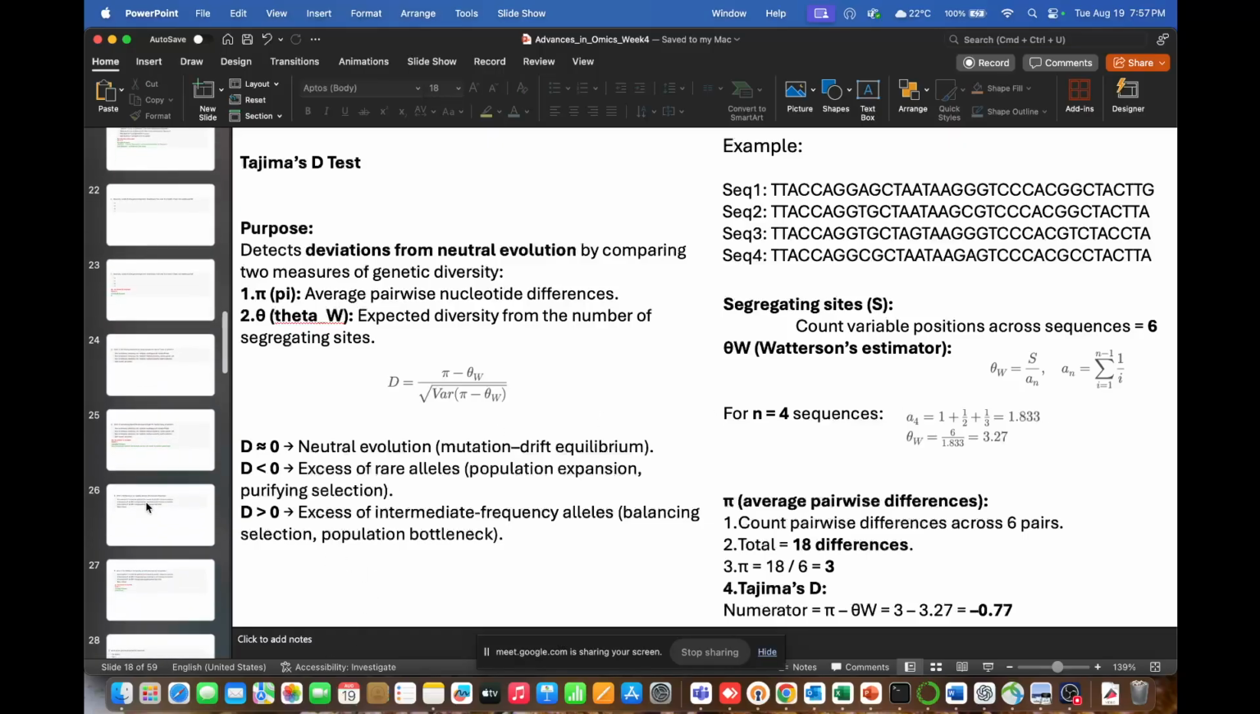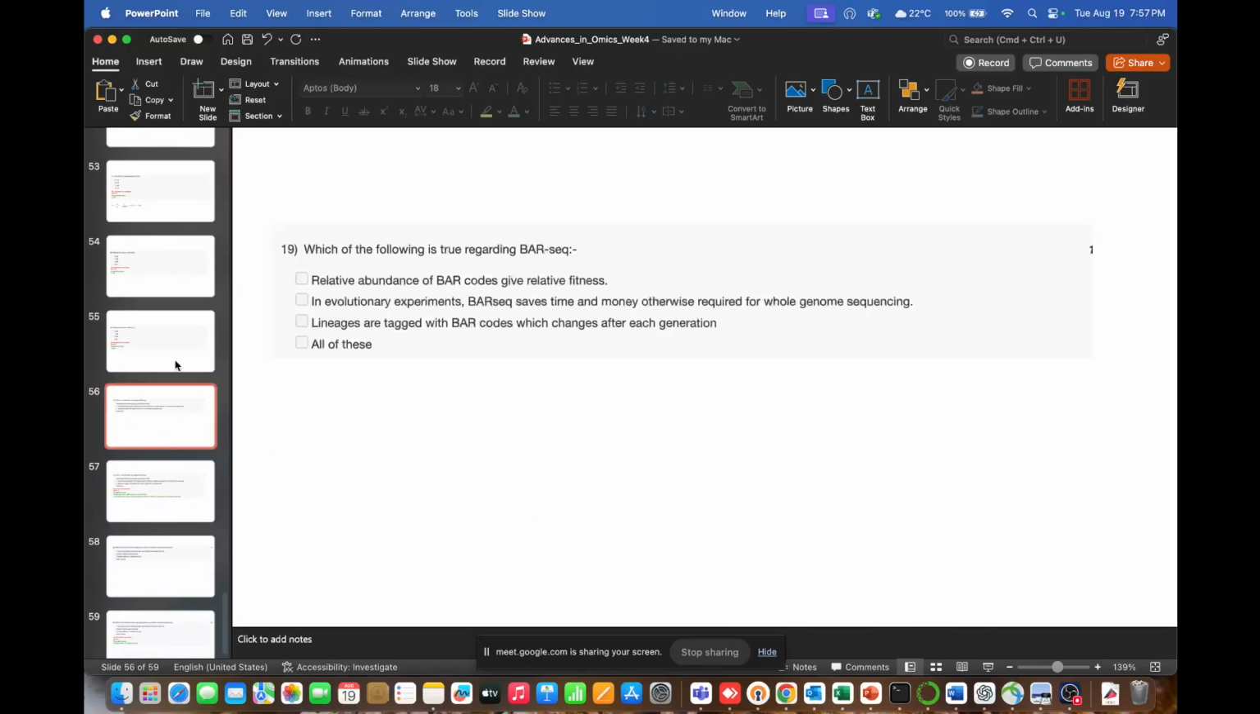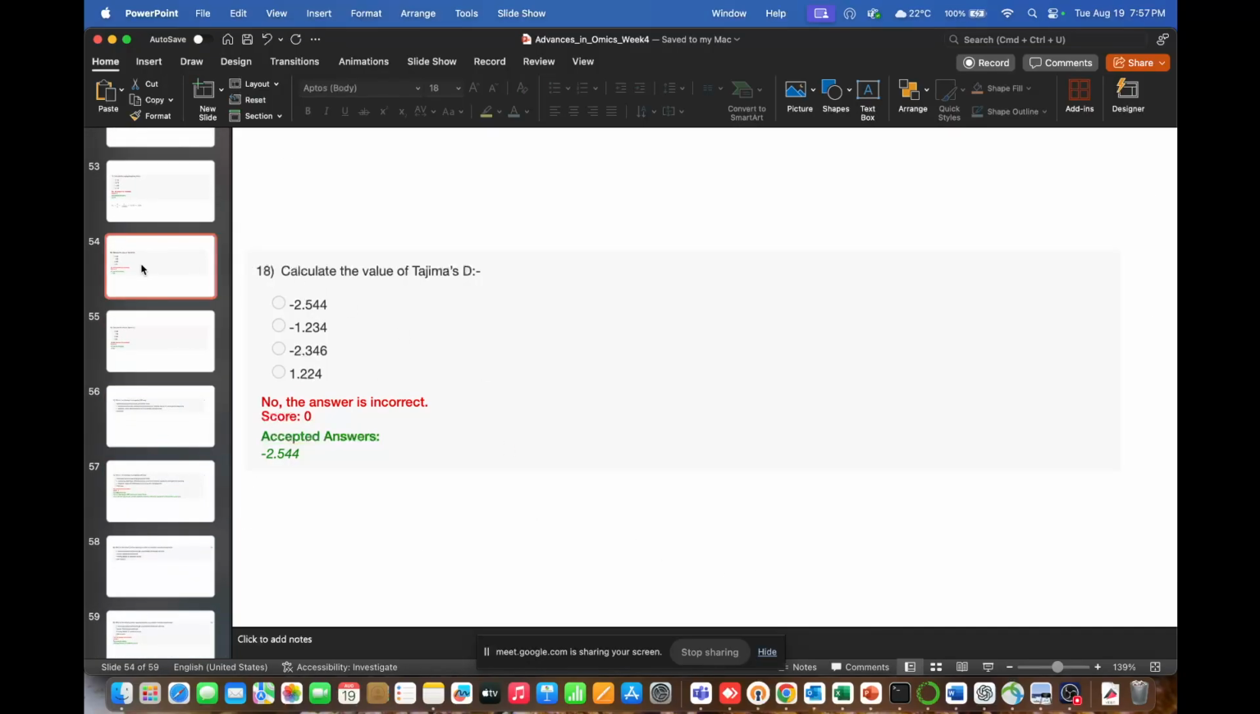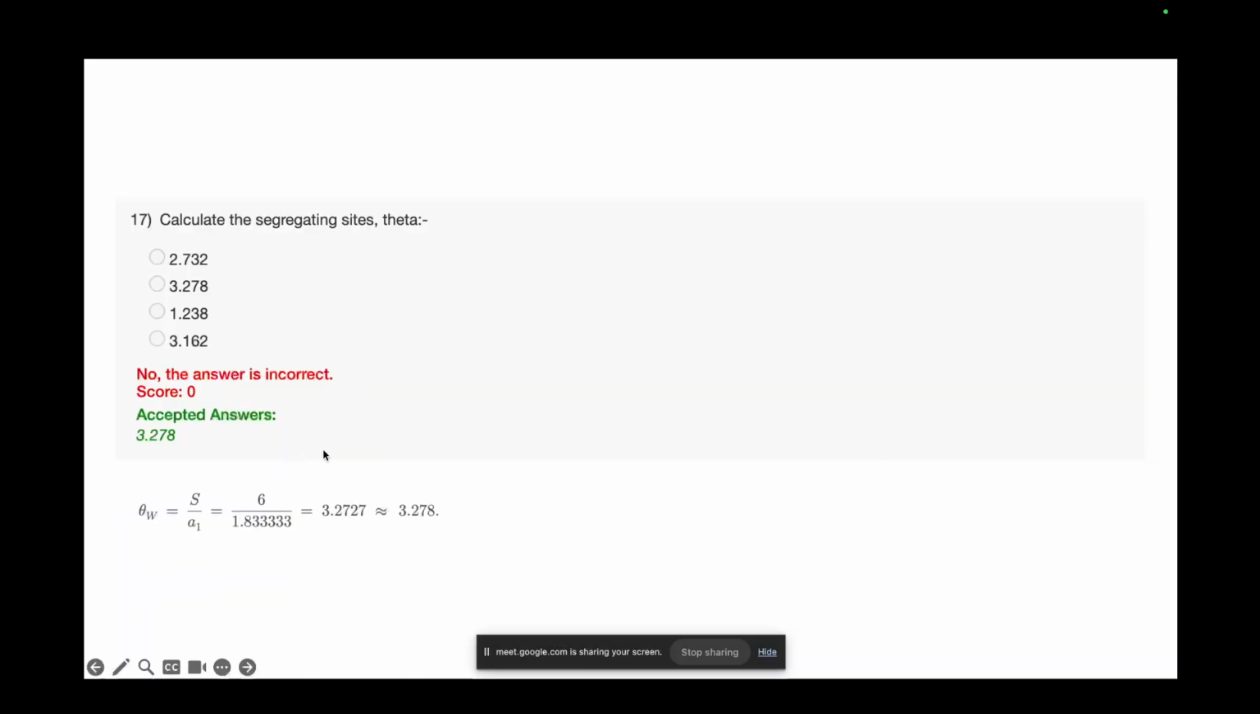And there are 6 variant sites. Sorry. Yeah. The 6 variant sites here. So 6 divided by 1.833, which comes to around 3.278, which is the second option.